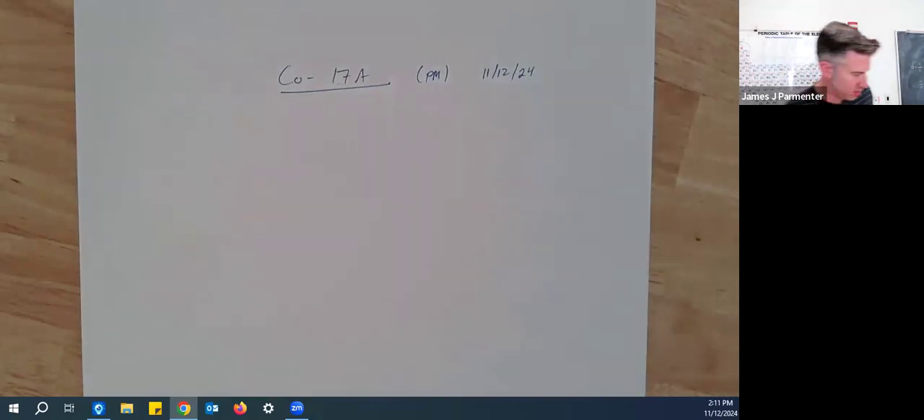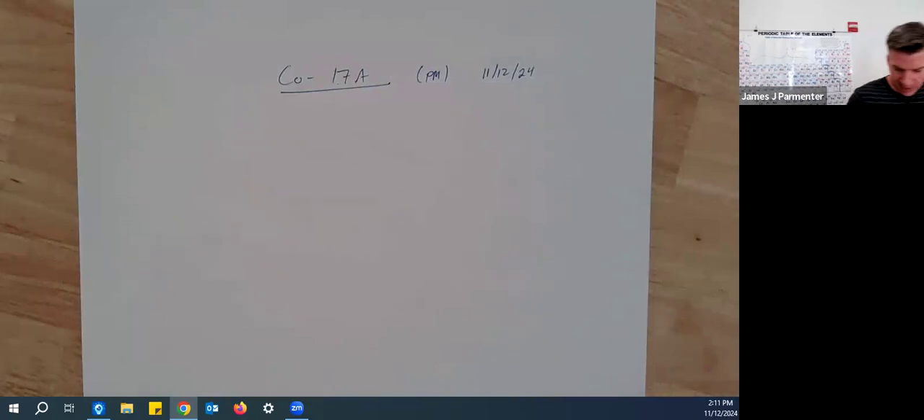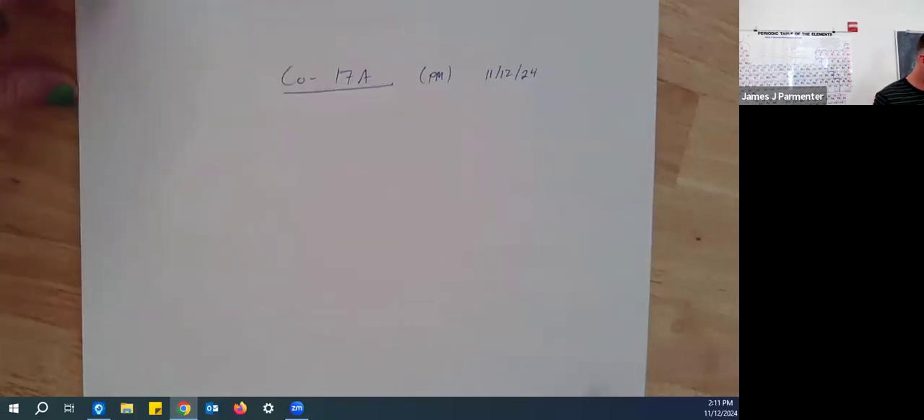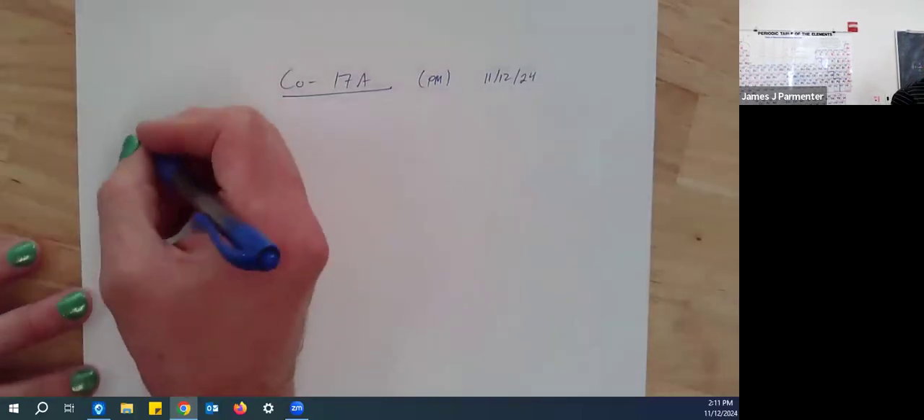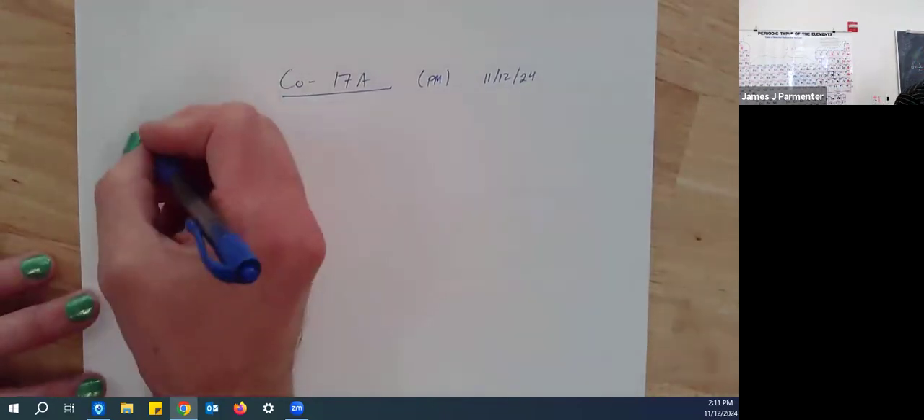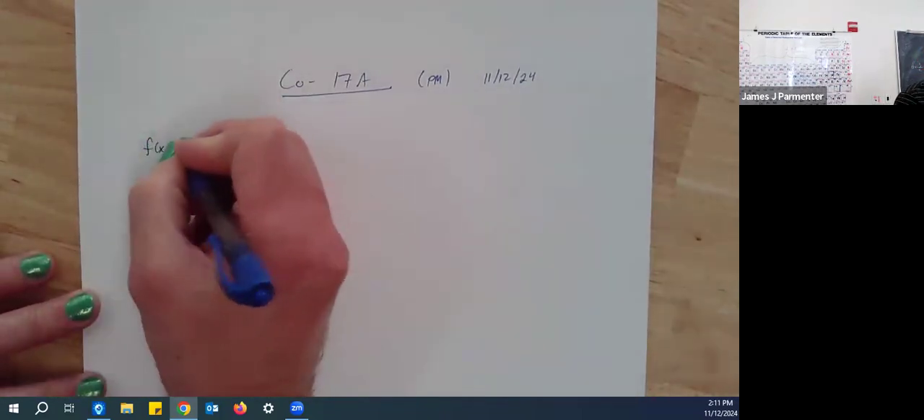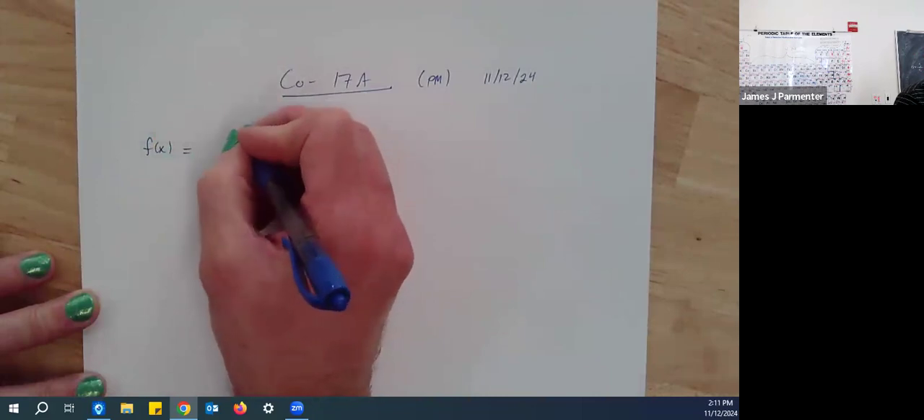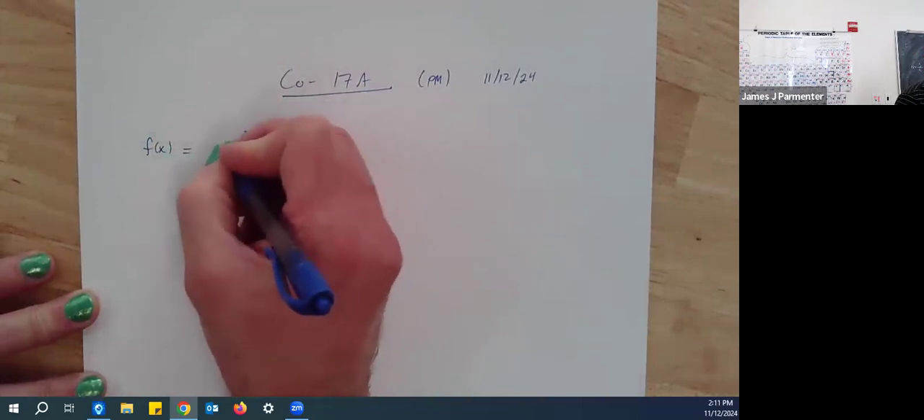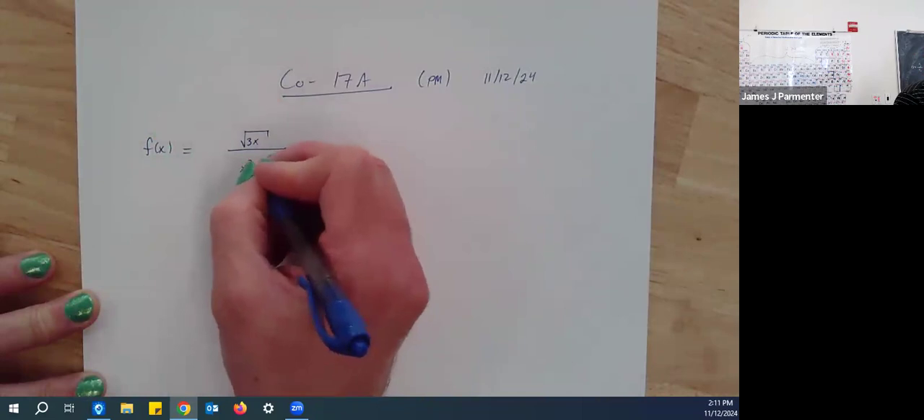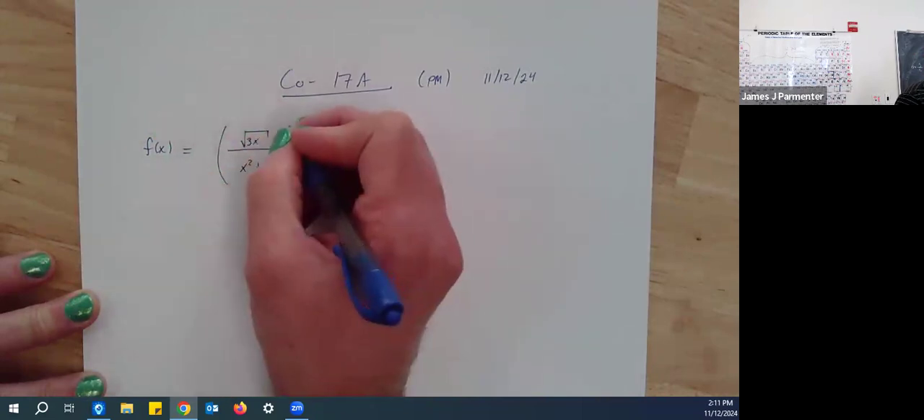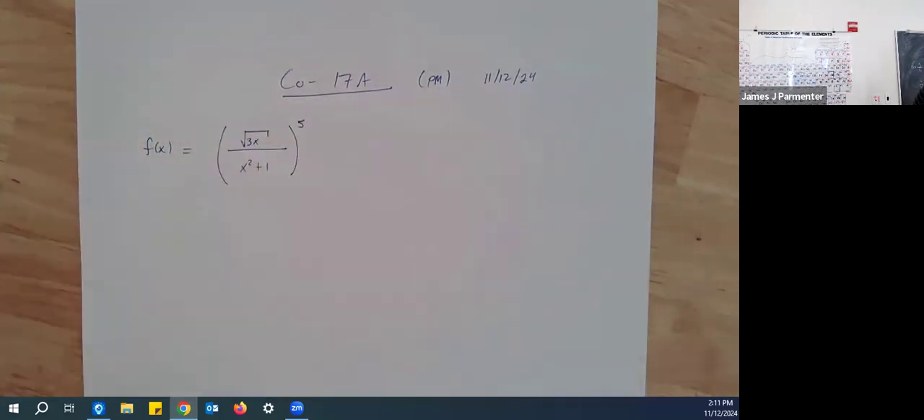So today, lots of things: complicated derivatives and implicit differentiation and all sorts of fun stuff. Let's start with something kind of complicated. Let's say we have the following. Our function is f of x equal to the square root of 3x divided by x squared plus 1, all to the 5th power. Now we'll take the derivative of that.